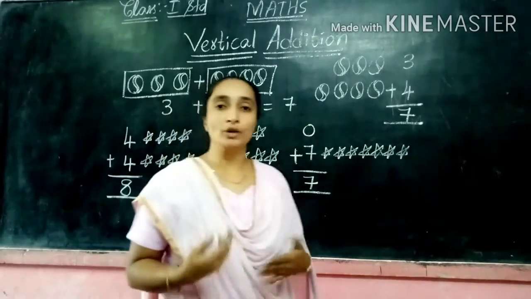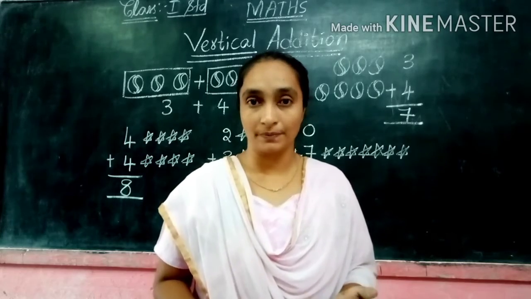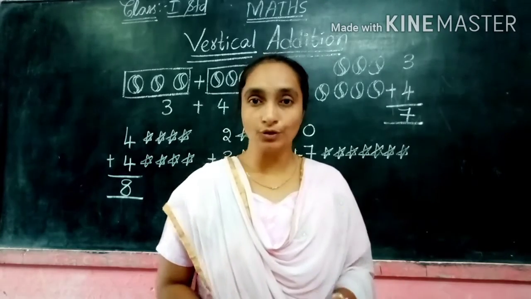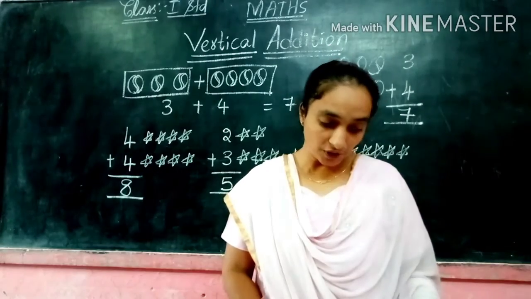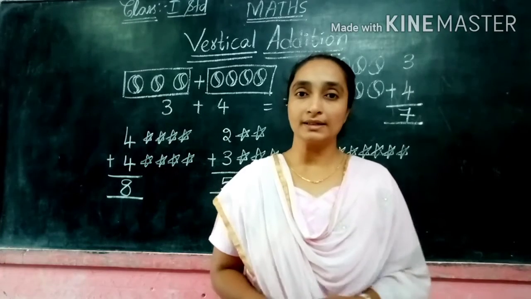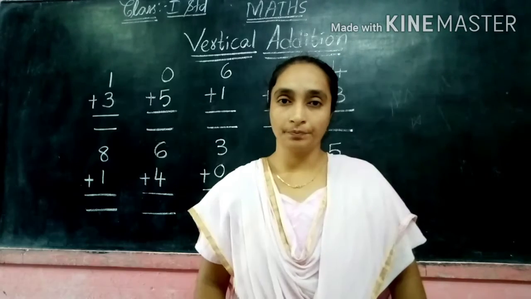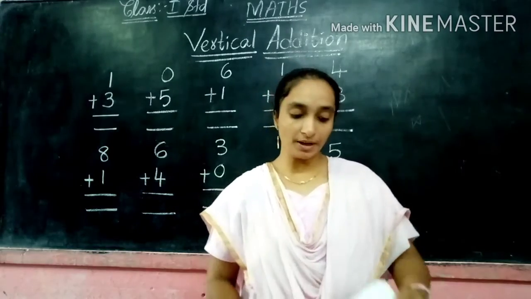The answer will be the same. So let us do some more examples, children. Without stars also we can do it on your fingers. You can use your fingers and you can do the vertical addition. So the page number here we can see, children, 100. The page number 100 in our textbook. Let us see some more additions, the examples of vertical additions.